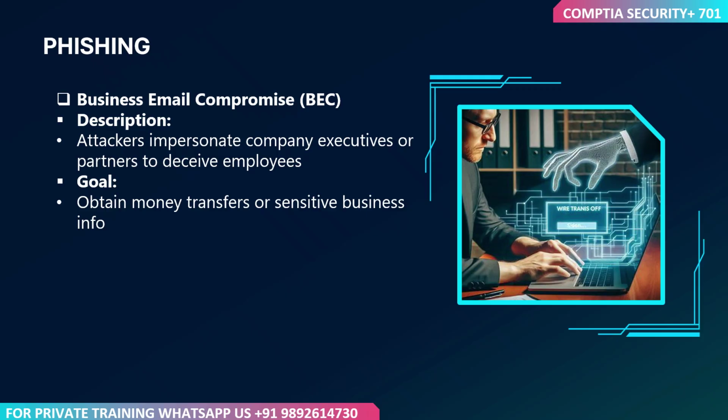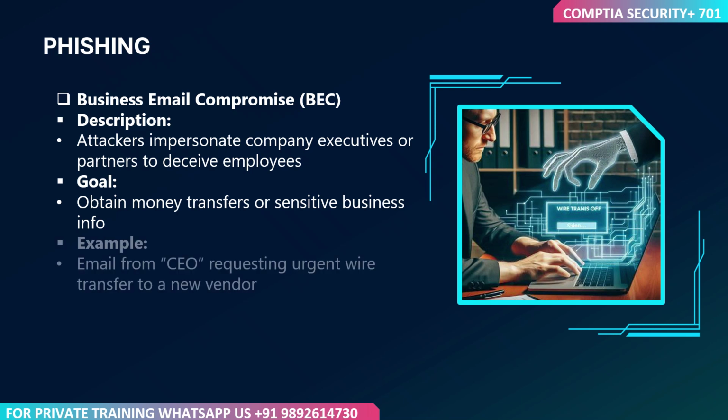They send a message that looks like it's from a trusted person in your organization, like the CEO, CFO, or even a supplier. The email seems legitimate and it might ask for something urgent like a wire transfer, invoice payment, or sensitive company information. The employee, believing the request is genuine, goes ahead and takes action, leading to potential financial loss or data theft.